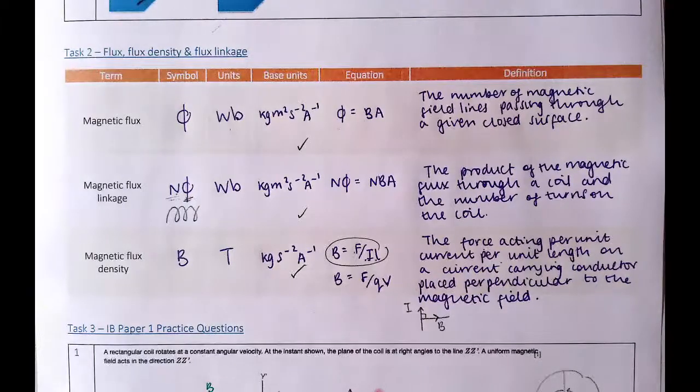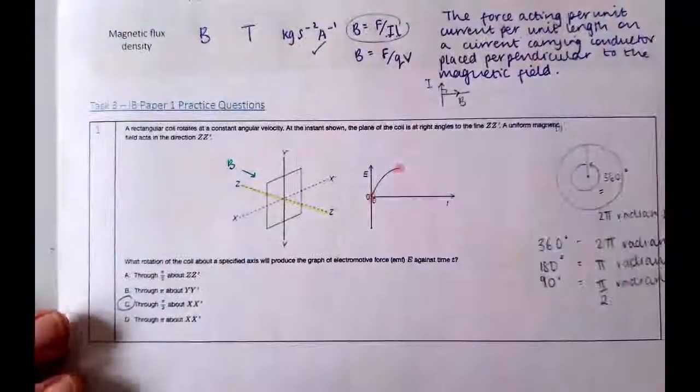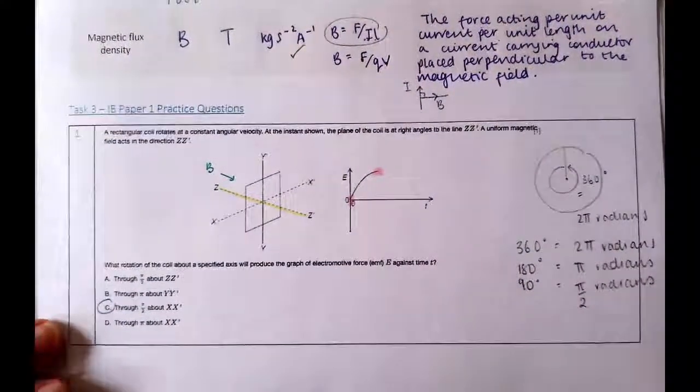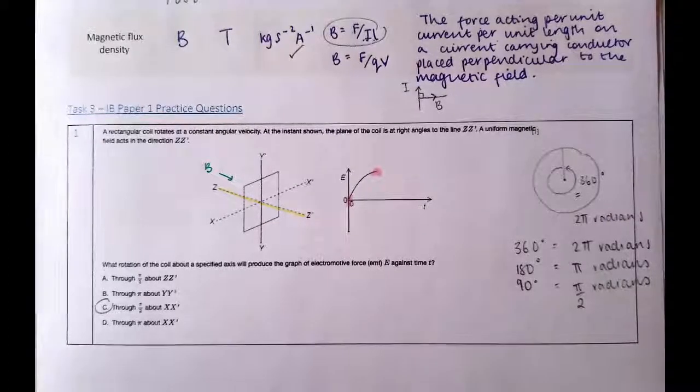Okay, and now we're going to have a look at the IB practice questions. So this looks deceptively difficult, but actually I think once you watch this video it should make a lot of sense. A rectangular coil rotates at constant angular velocity, so that means it's spinning round at a constant rate.